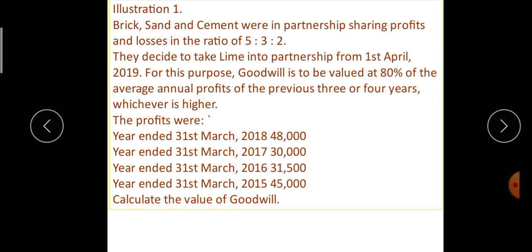Now the first question says that there are three partners who are sharing profits in the ratio of 5:3:2. They have decided to admit one more partner into the partnership, and at the time of admission they are going to value the goodwill at 80% of the average annual profit of the previous 3 or 4 years, whichever is higher. 3 years average profit or 4 years average profit, whichever is higher, will be considered, and 80% of that will be the value of goodwill.